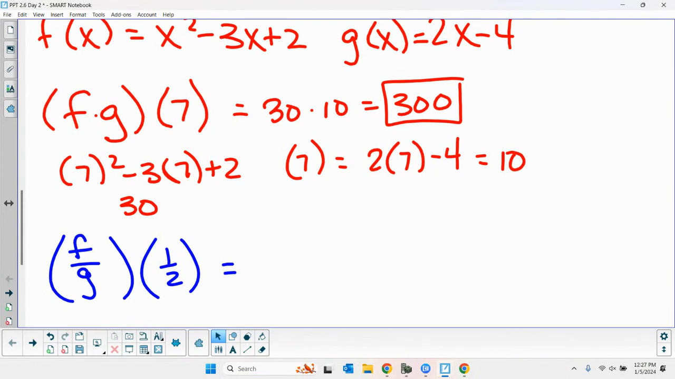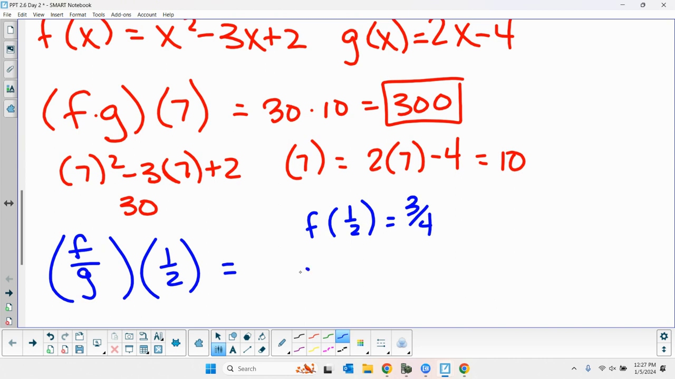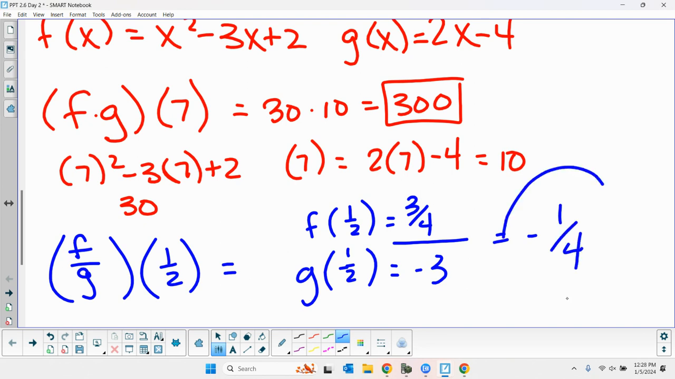Okay, so Alex is going to tell us the answer. What is it? I got 3/4. That's right, f of 1/2 is 3/4. Is it 0.25? Close. F of 1/2 was 3/4. G of 1/2 was -3, wasn't it? We okay with those two answers? What do I got to remember to do at the end? Divide. That equals -1/4. All right.